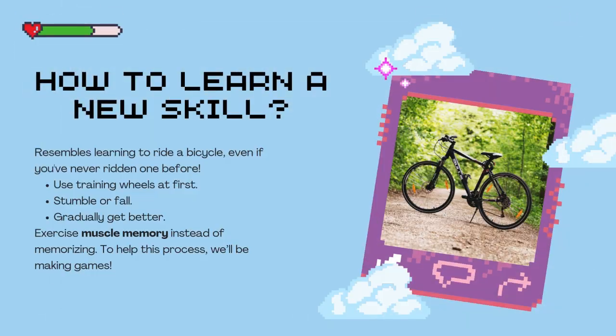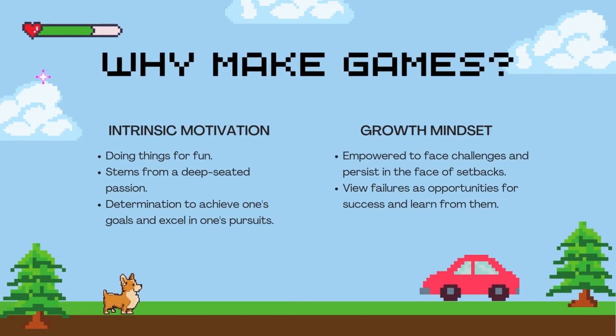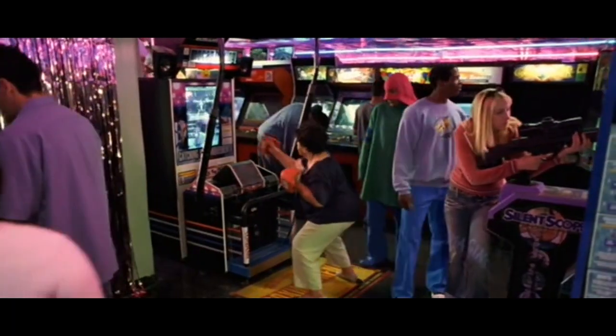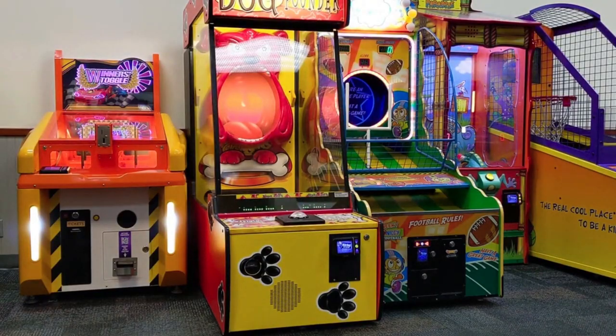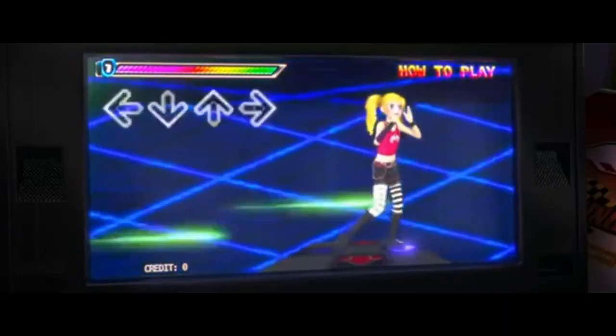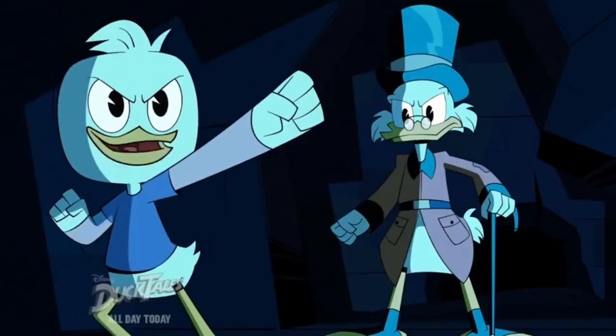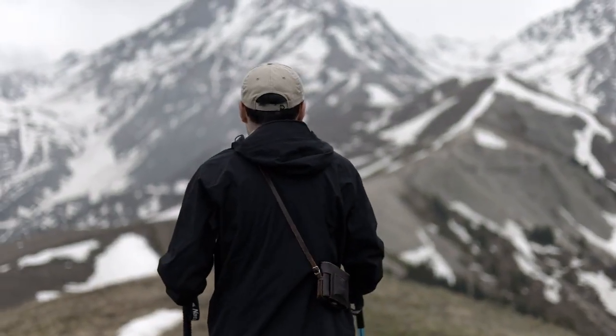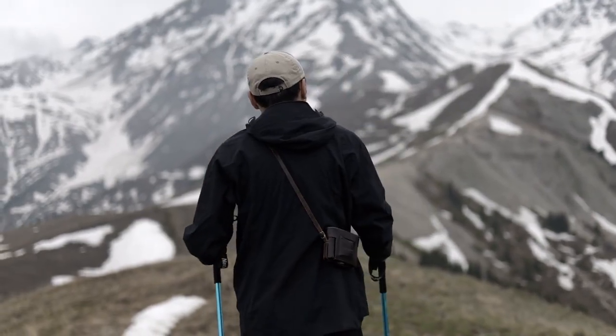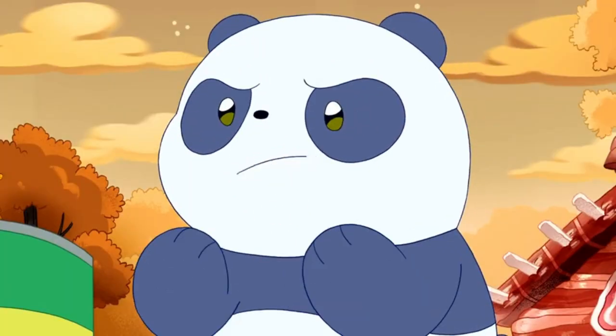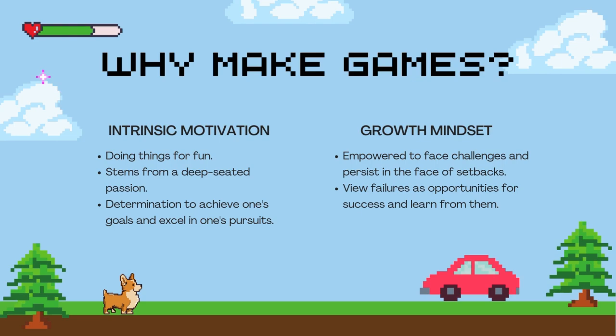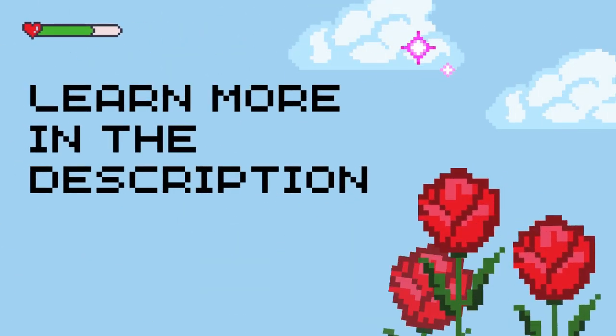To help this process, we'll be making games. We can use the experience we have from games to make games. Doing things for fun encourages intrinsic motivation, which stems from a deep-seated passion. This gives you the determination to achieve one's goals and excel in one's pursuits. This can help us learn how to develop a growth mindset, where you are empowered to face challenges and persist in the face of setbacks. View failures as opportunities for success and learn from them. Click in the description to learn more.